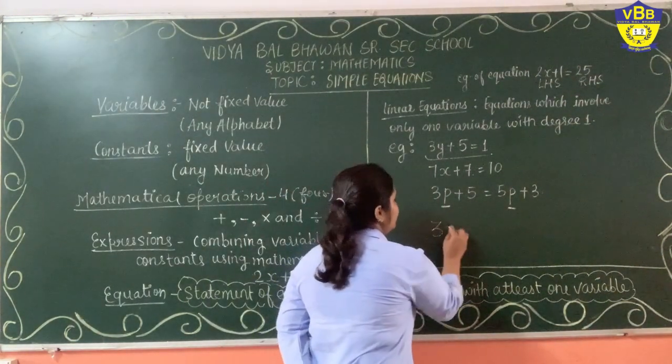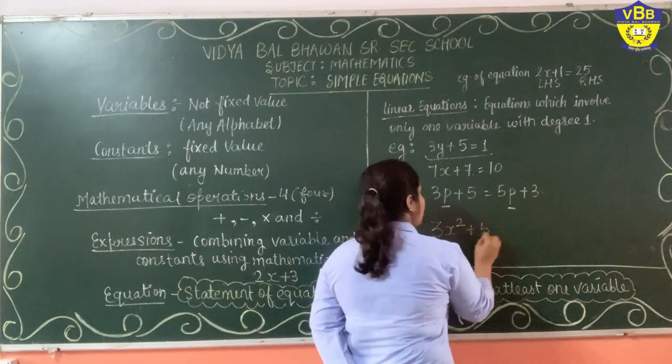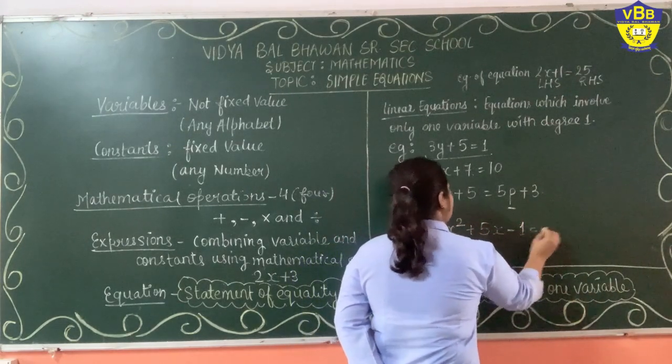Suppose I am writing 3x square plus 5x minus 1 is equal to 0.